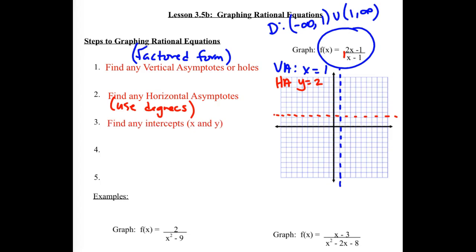The next thing we want to do is start finding some points. X and y intercepts are good points to use on your graph. All right, so we're going to find those. To find our x and y intercepts, remember we put a 0 in for x and we put a 0 in for y, one at a time. What happens if I put a 0 in for x? I end up with just this part, right? The negative 1 over negative 1. What's negative 1 divided by negative 1? Okay, so I have a y-intercept at 0, 1.